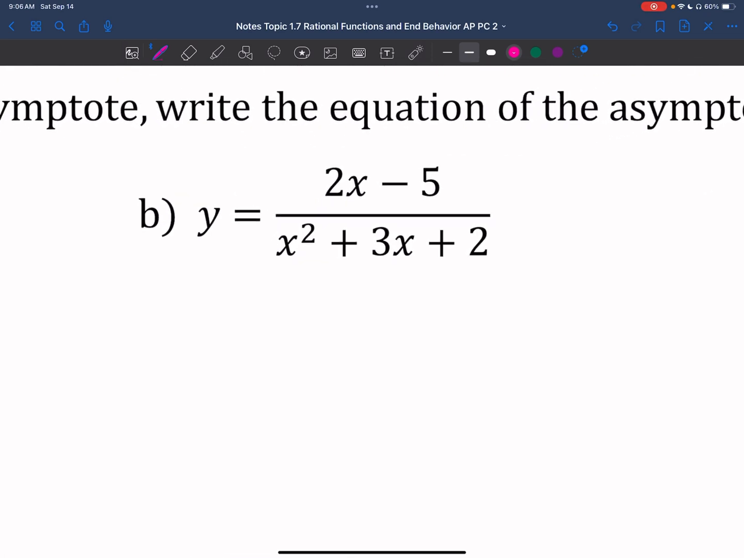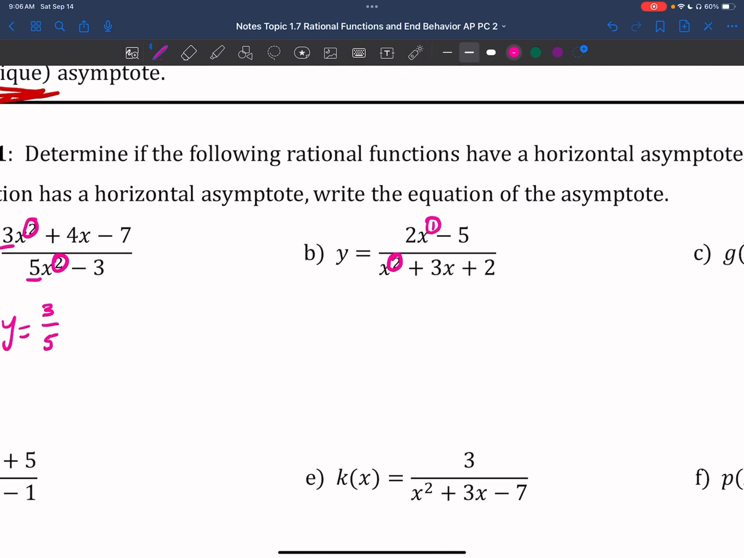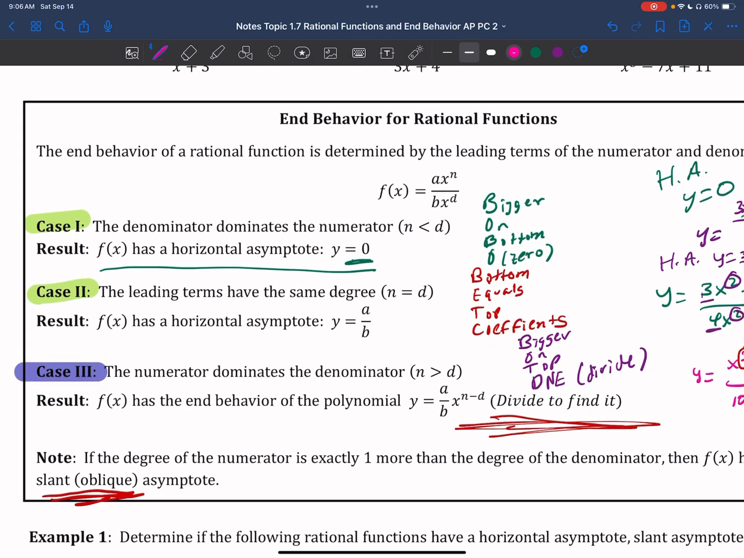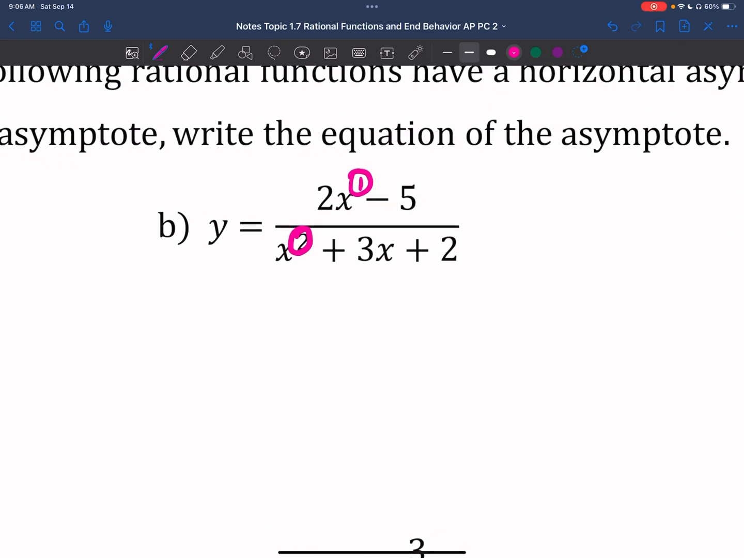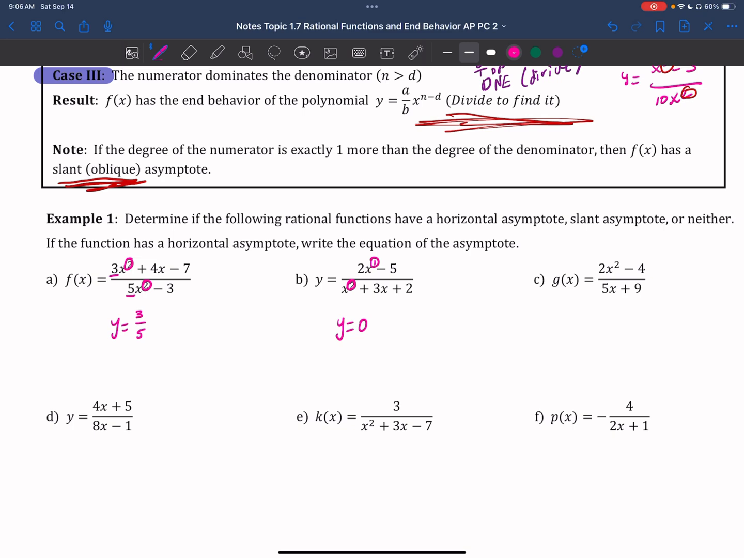Looking at B, I have my degree at the numerator, which is an imaginary 1. Again, I don't have to put it, but you can add it to make this process easier. The degree in my denominator is 2. So the one in the bottom is going to be bigger. That reminds me of case number 1, or bigger on bottom. And then the last O represents my answer, which is going to be 0. So I know that for this one, based on the BOBO rule, or case number 1, my horizontal asymptote is going to be y equals 0.